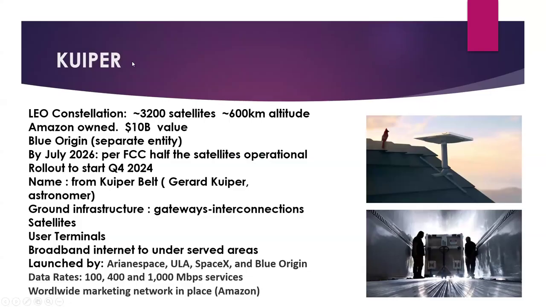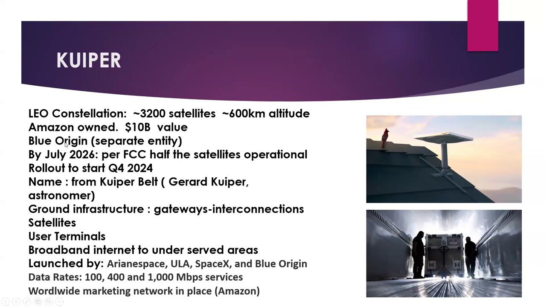So let's talk about Kuiper, because we're running out of time. Kuiper is also a LEO constellation, not as many as Starlink. This one is only going to have something like 3,200 satellites, whereas Starlink may have 20,000 or however many it is. The altitude is fairly similar, 600 kilometers. It's owned by Amazon. Somebody estimated the value at 10 billion. So that's what it takes if you want to develop your own constellation.